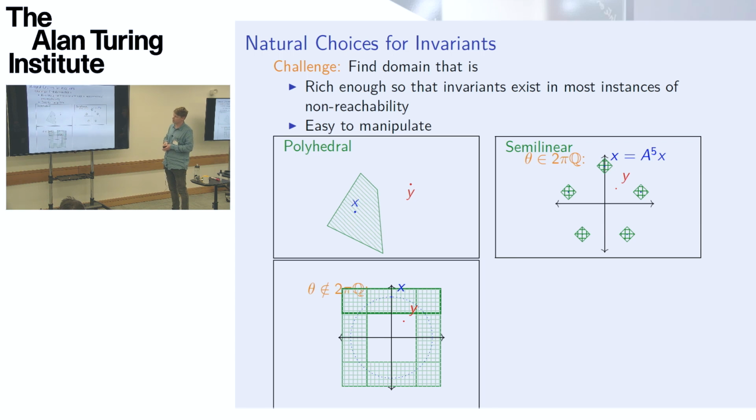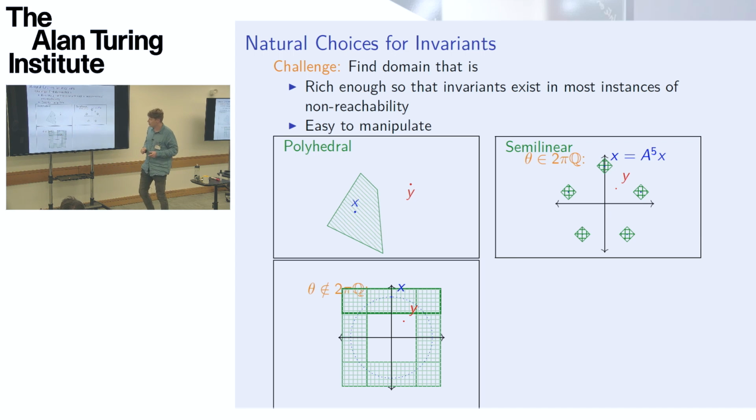A first try would be to contain the circle. So let's have this, which is a semilinear set because it's the union of these four rectangles, and it contains the circle. Then the problem is that this is not invariant for this transformation. Why? Because it would have to contain the image of this point, which is somewhere here, and also the image of this point, which is somewhere here.